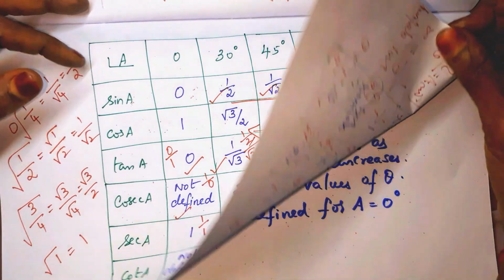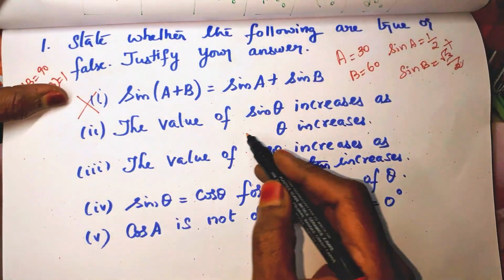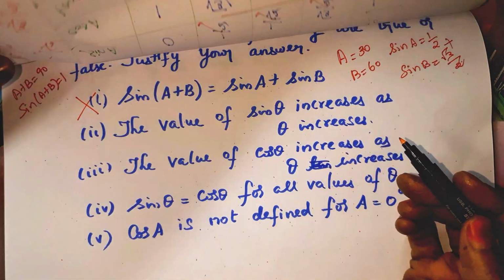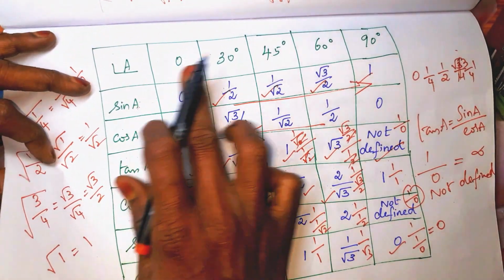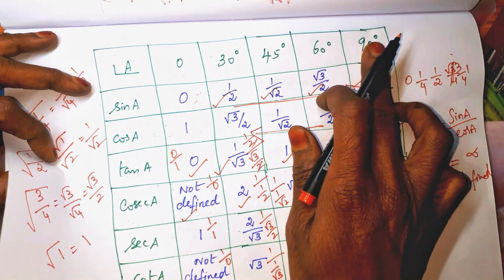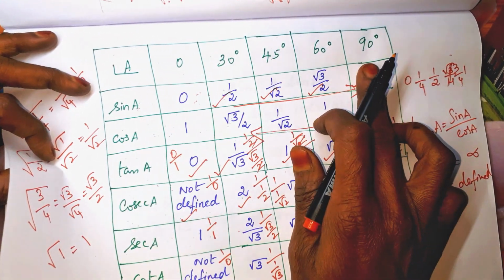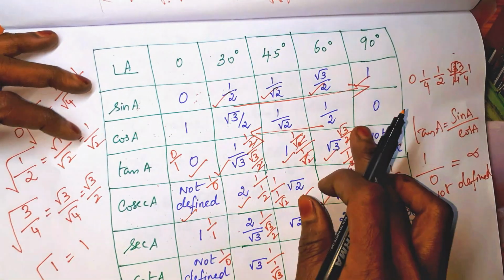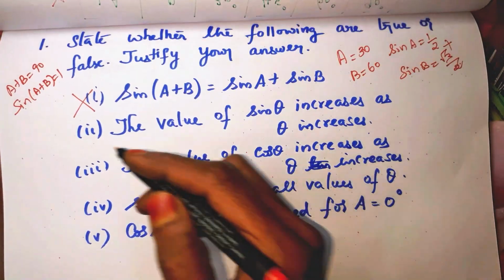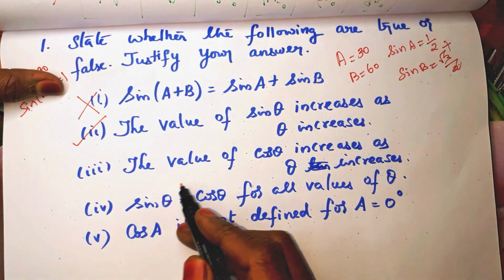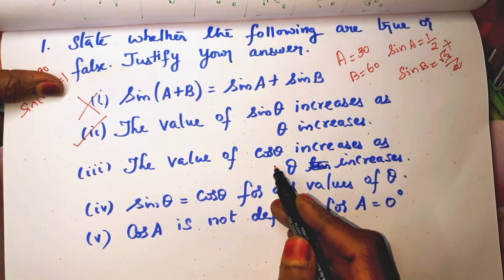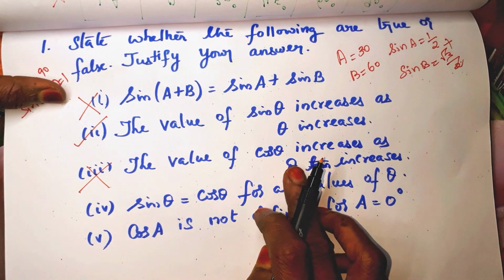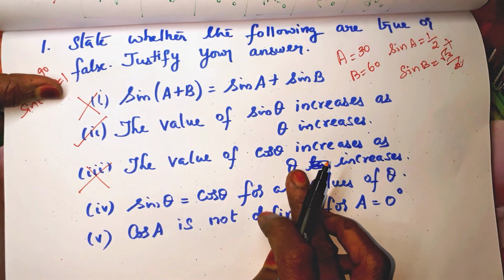Okay, now come to the question. The value of sine theta increases as theta increases. Yes, when we take theta from 0 to 45, theta is increasing and sine is also increasing. But for cos, when theta is increasing, cos is decreasing. So this is correct. But see this third question, the value of cos theta increases as theta increases. This is wrong because cos theta is decreasing.